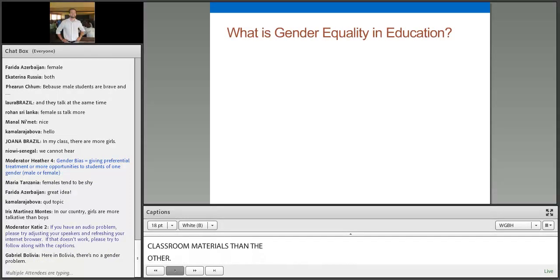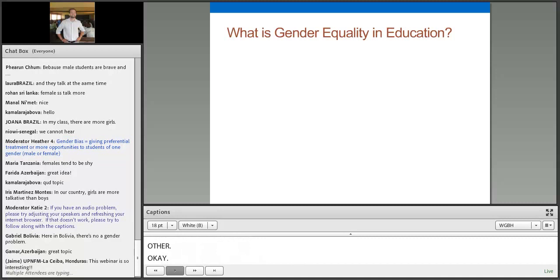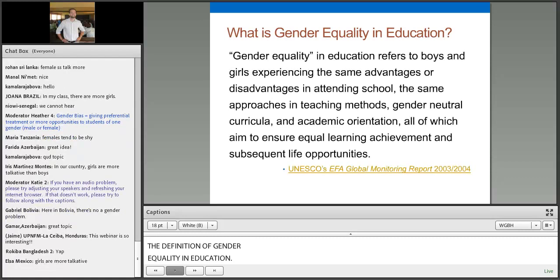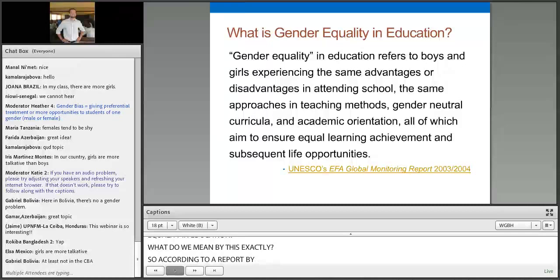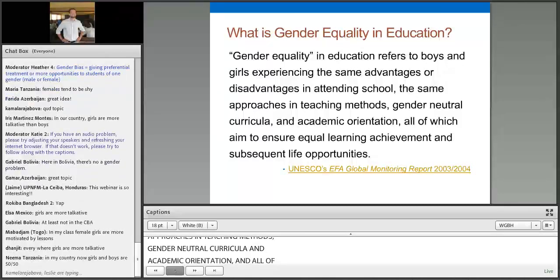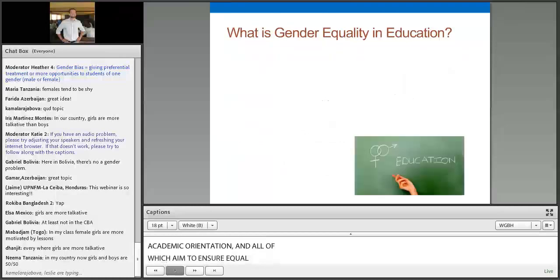So let's begin by talking about the definition of gender equality in education. What do we mean by this exactly? So according to a report by UNESCO, gender equality in education refers to boys and girls experiencing the same advantages or disadvantages in attending school, the same approaches and teaching methods, gender-neutral curricula, and academic orientation, all of which aim to ensure equal learning achievement and subsequent life opportunities.